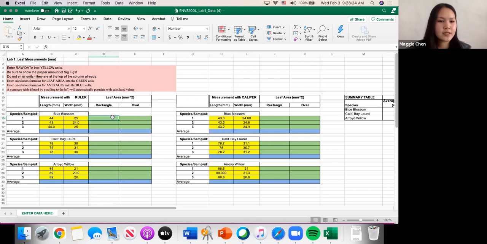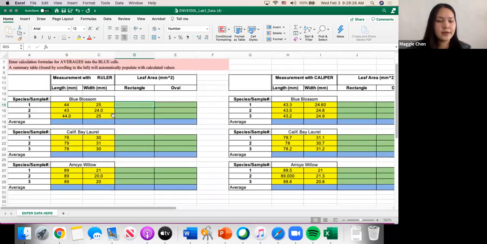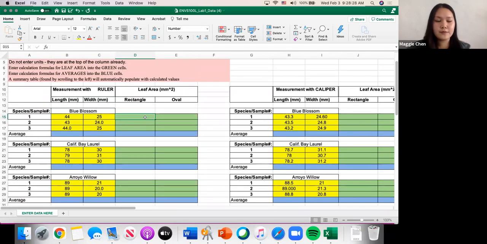So if we wanted to get the leaf area for a rectangle, if we were using our length and our width, we can do that by first clicking into this green cell. And we can start our equation by putting in an equal sign.